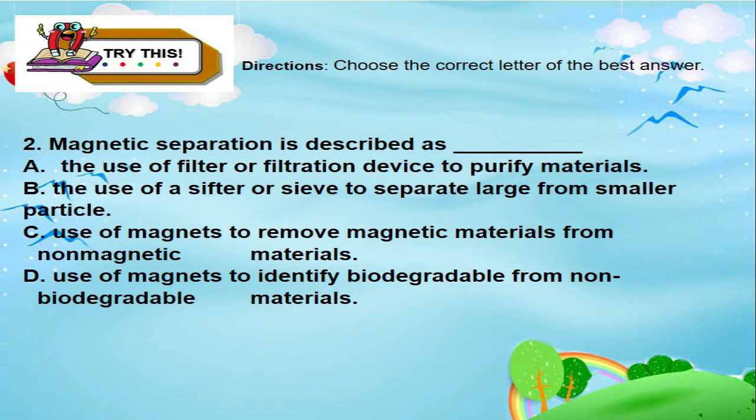Number 2. Magnetic separation is described as A. The use of a filter or filtration device to purify materials. B. The use of a sifter or sieve to separate large from smaller particles. C. Use of magnets to remove magnetic materials from non-magnetic materials. D. Use of magnets to identify biodegradable from non-biodegradable materials.